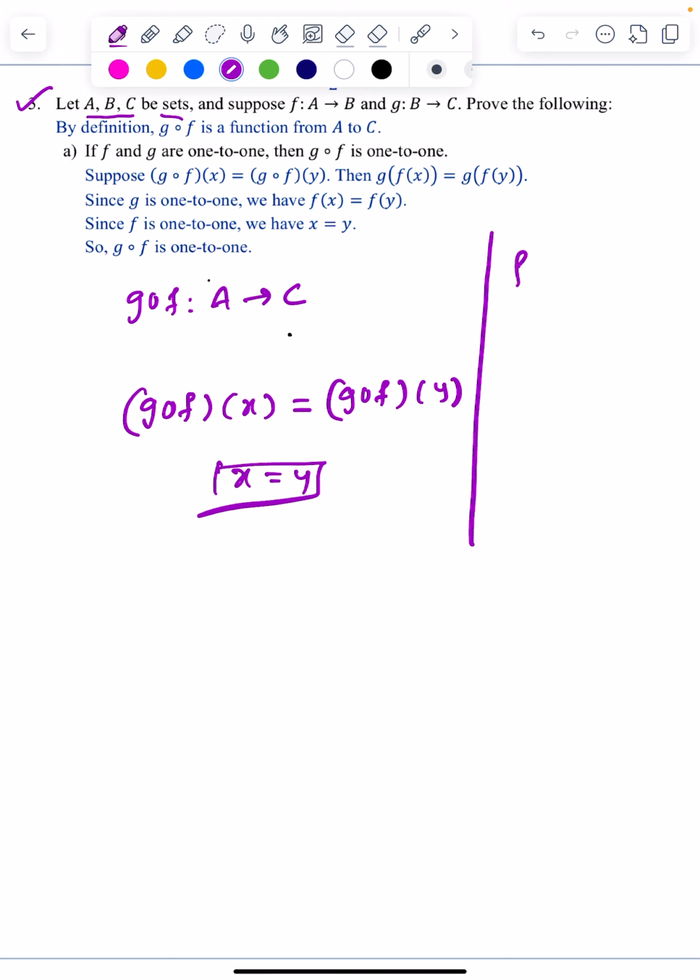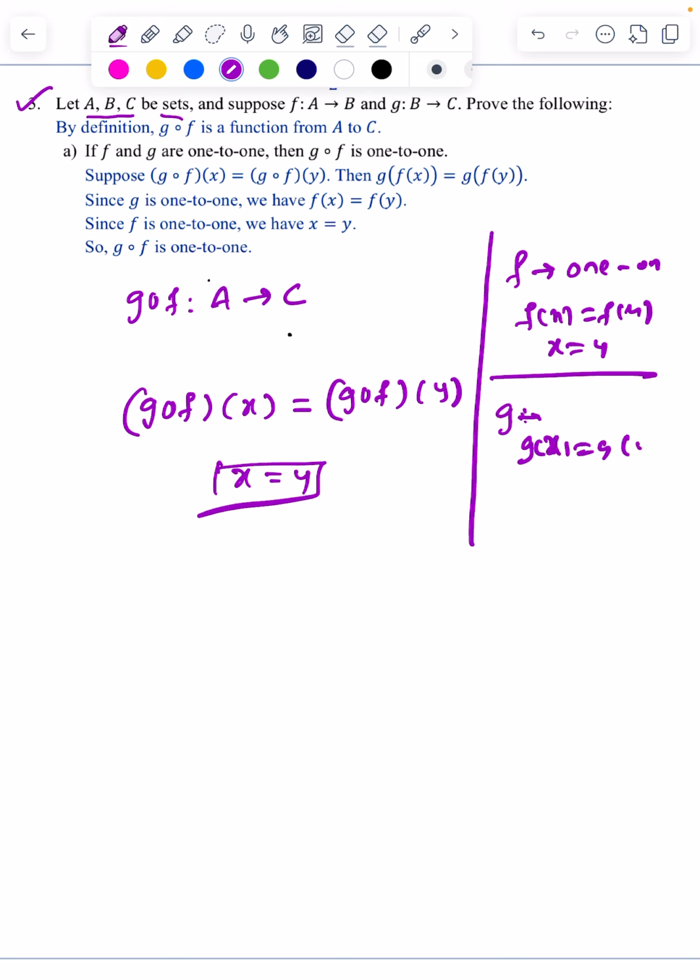How do we define that? f is a one-to-one function, so we can write: if f of x is equal to f of y, the images are equal, so the inputs should also be equal. Similarly, g is also a one-to-one function, so if g of x is equal to g of y, we can say x is equal to y. Whatever the inputs inside the brackets are, they are equal. In that way, f is one-to-one and g is also one-to-one. So keep these two points in mind.